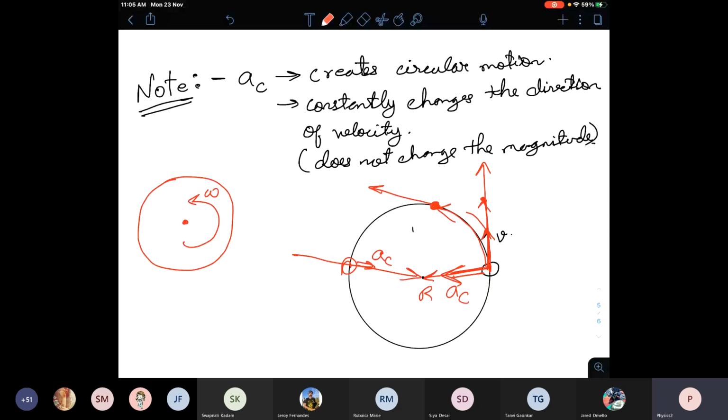Good. Now, nice that you are getting it. So these are just basics, no problem. Ask anything. So where were we? Centripetal acceleration.